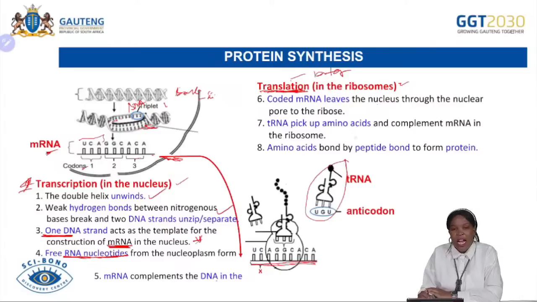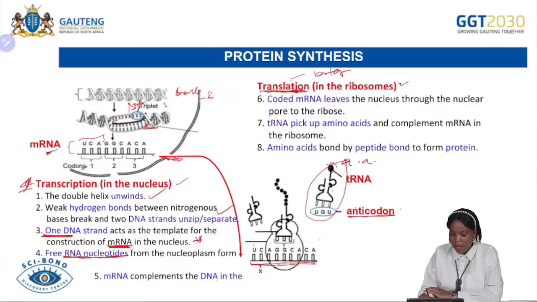tRNA is going to bring about the required amino acid. These black dots on top of a tRNA molecule are our amino acid. So tRNA is going to bring about the required amino acid by bringing the matching anticodon, the triplet based on DNA. Remember, we said they are anticodons. They bring the matching anticodon to the mRNA molecule.